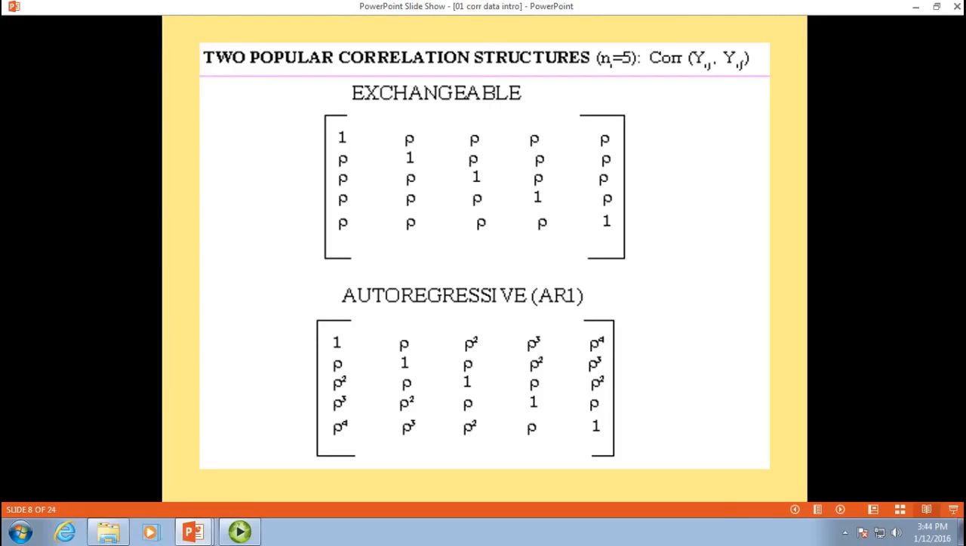Because as observations get further and further apart from one another over time, if you've got a study over time, you may not have a study over time, so you may not be able to say this, but if over time they're further and further apart, you might think they're less correlated. So this autoregressive structure is one that a lot of people like.